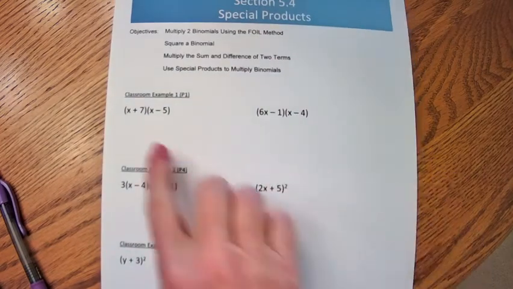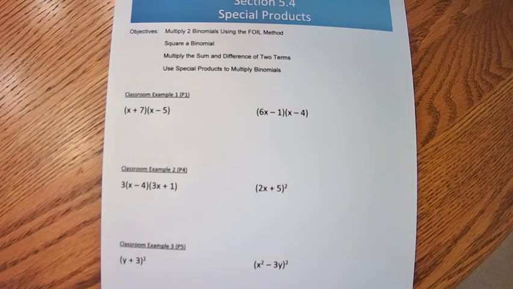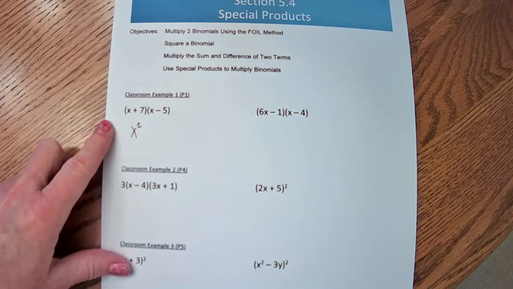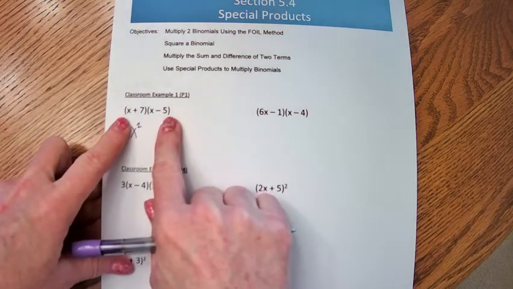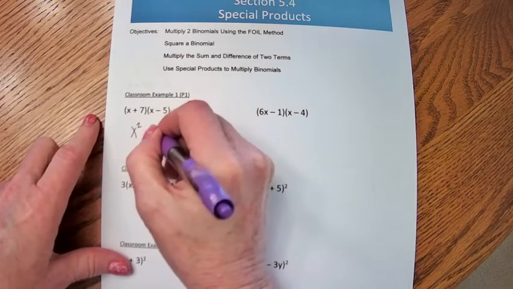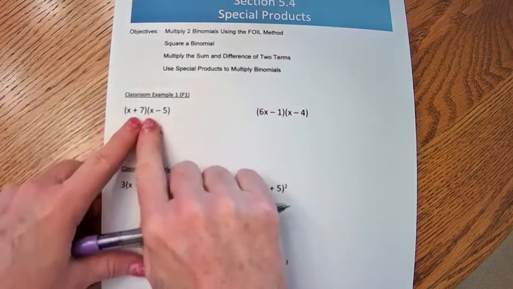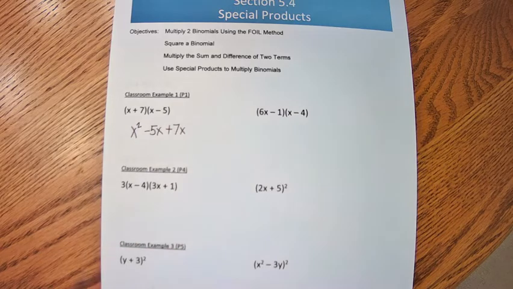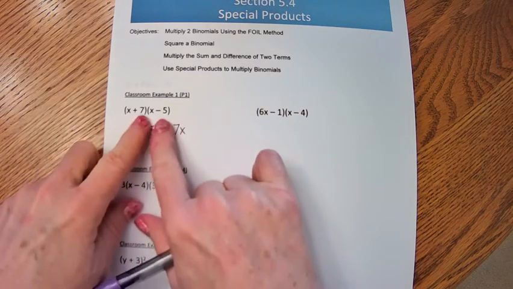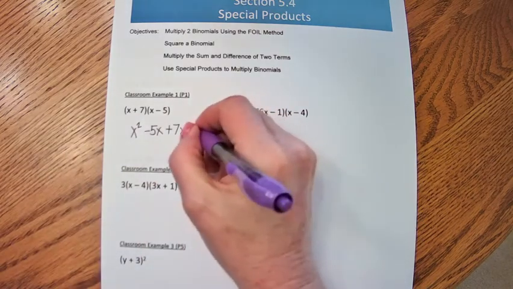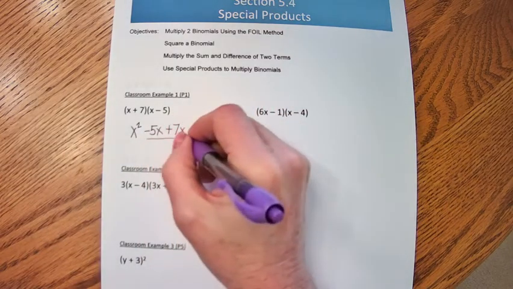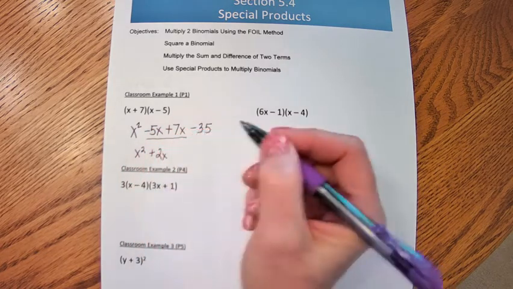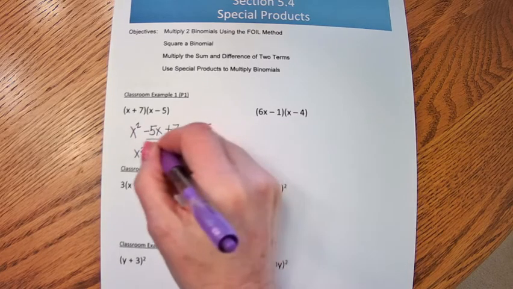All right, so multiplying these binomials, let's look at classroom example 1 here. First is x times x is x squared. Outside, x times negative 5 is negative 5x. Inside, 7 times x is positive 7x. And then last, 7 times negative 5 is negative 35. And we will have to combine our middle terms, x squared plus 2x minus 35.